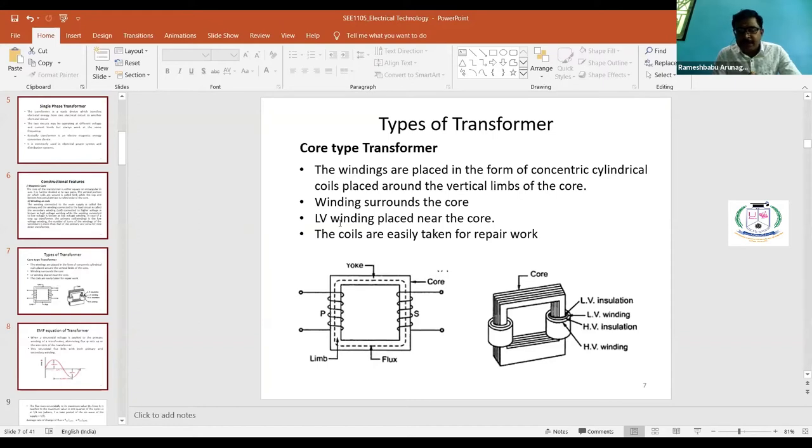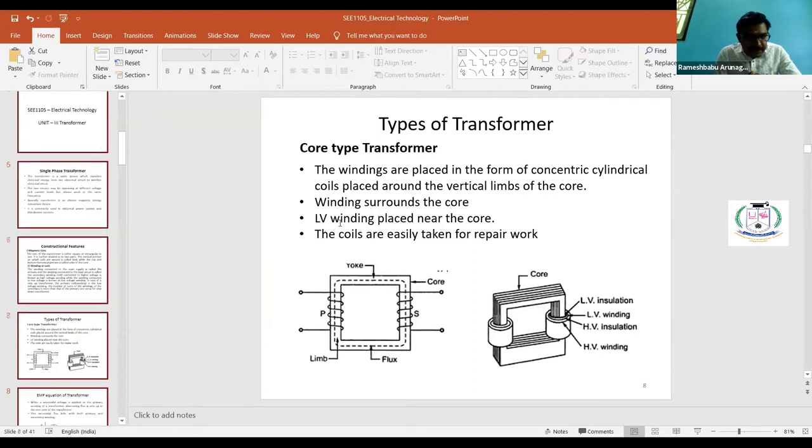You know that in a core type transformer the winding surrounds the core, in a shell type the core surrounds the winding, and it is used for a lower rating. Which one? Shell type. Core type transformer is used for a higher rating. Repair work is easy for a core type transformer. For a shell type transformer, repair work is somewhat difficult because the windings are inside the core. Okay, next.